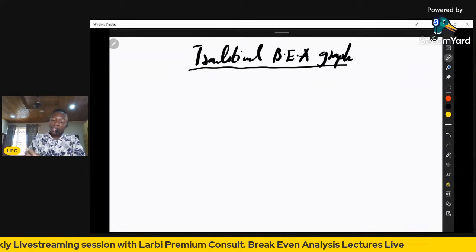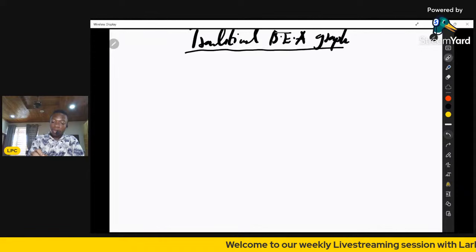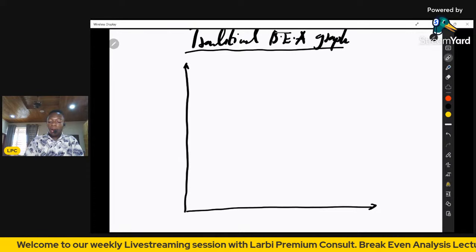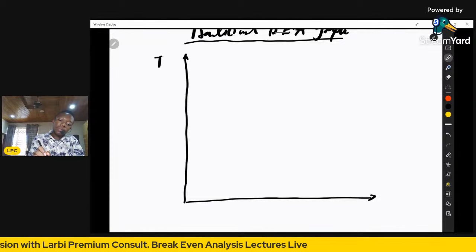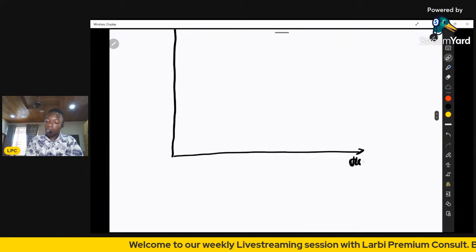Now, let's say I have my X and Y axes. On the vertical axis, I have my cost, that is total cost or revenue. And then on the horizontal line, I have my output. This is what we need to understand in that line.